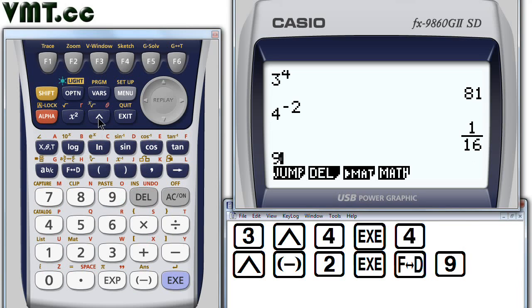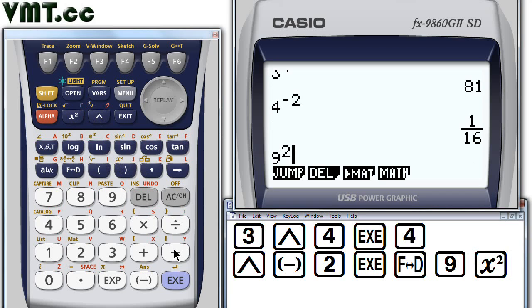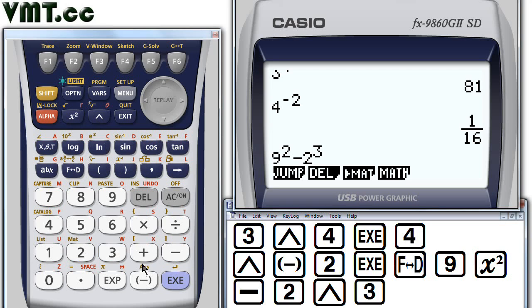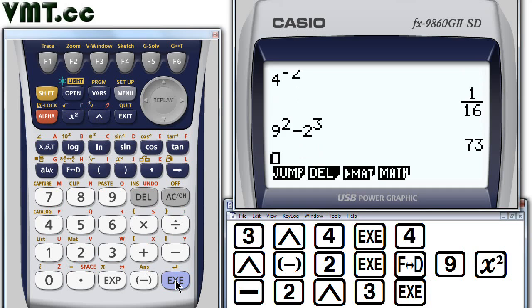For our third example, type in 9. Now I could use the power key, but it's just more efficient to just press the x squared key. Then minus 2 power 3 and execute.